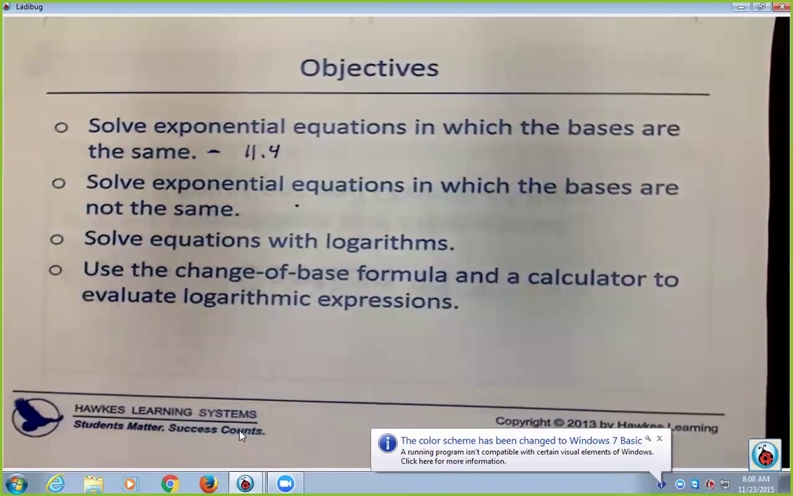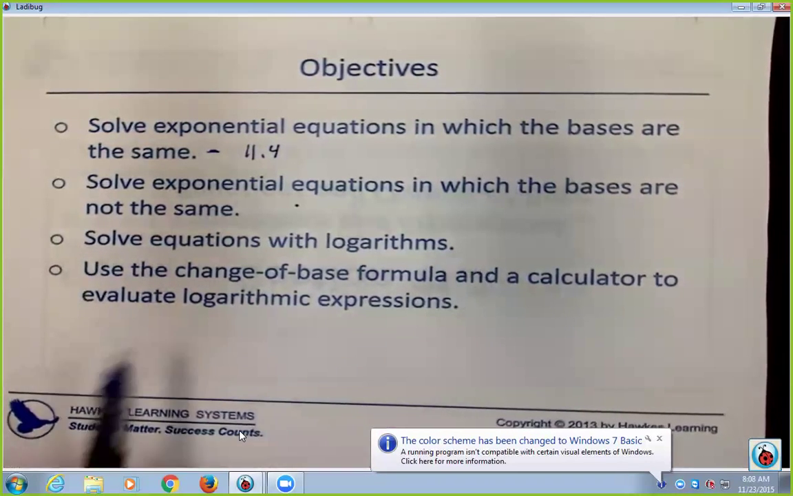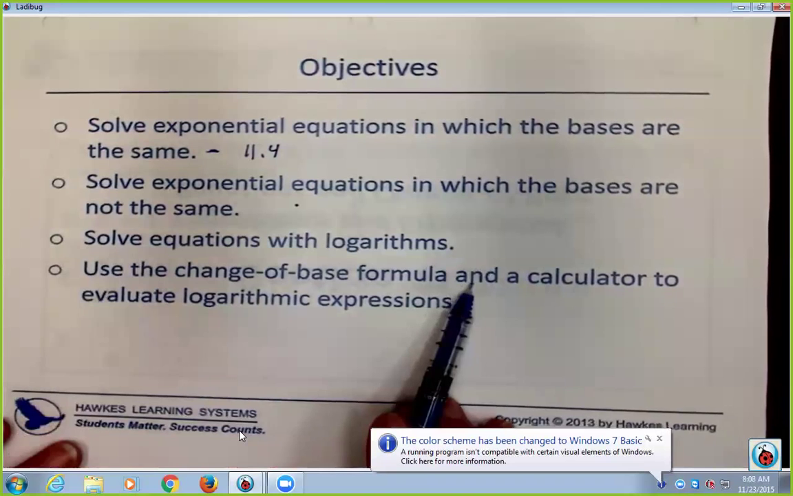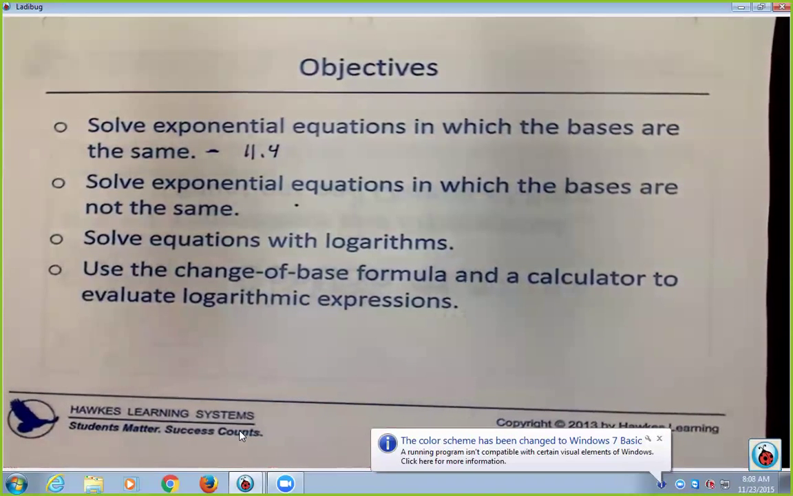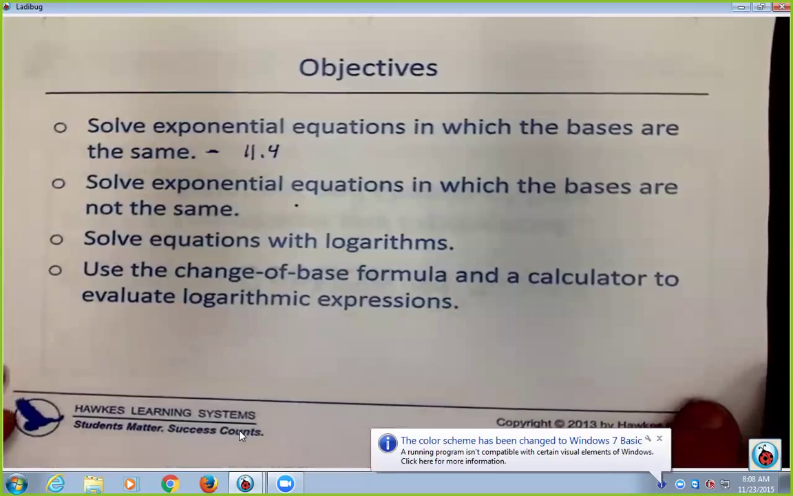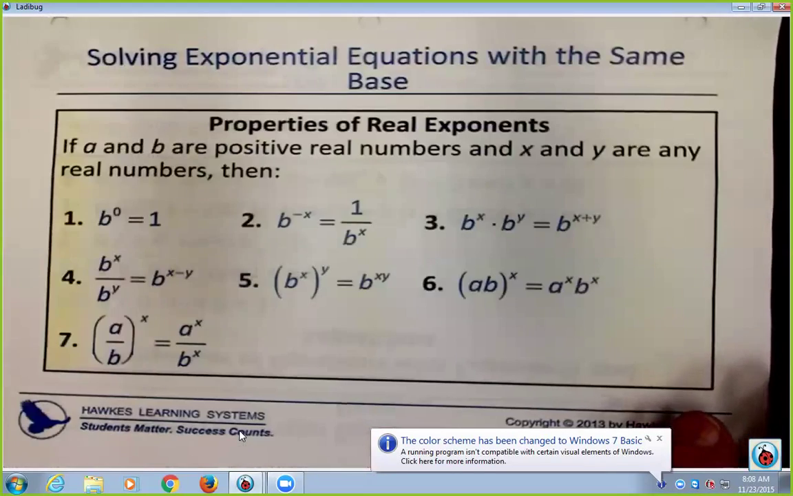And then solve equations with logarithms, so those are going to have it in it. And then finally use the change of base formula and a calculator to evaluate the logarithmic expressions. So that's our goal for today, what we're going to get done in this section.